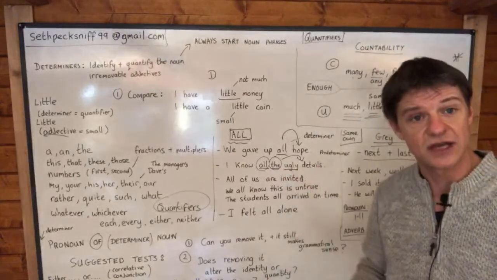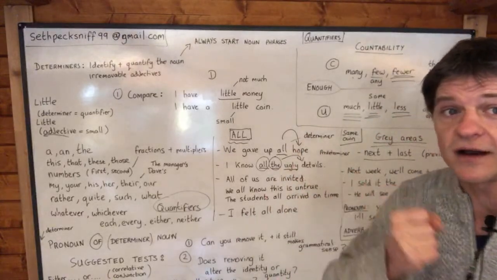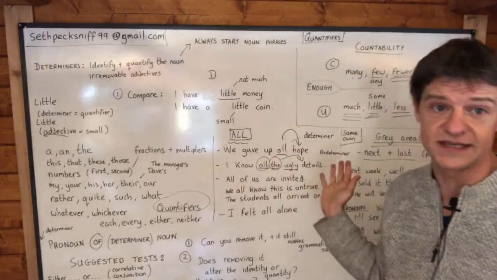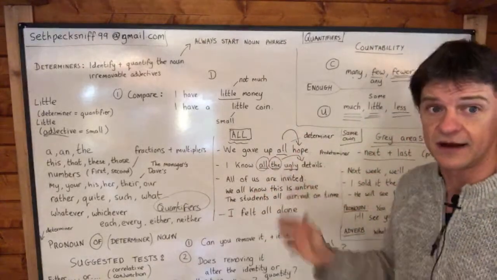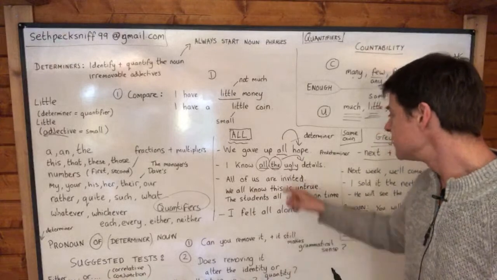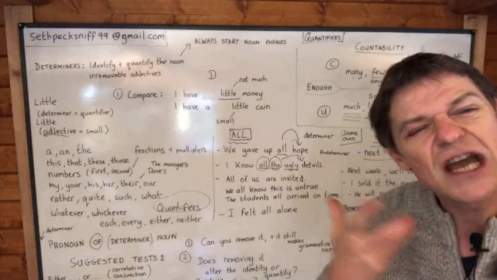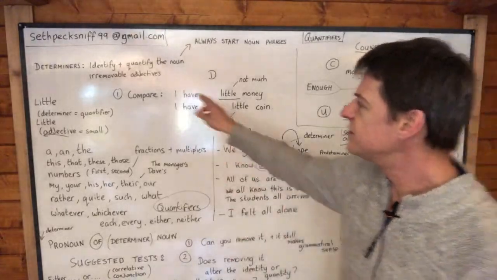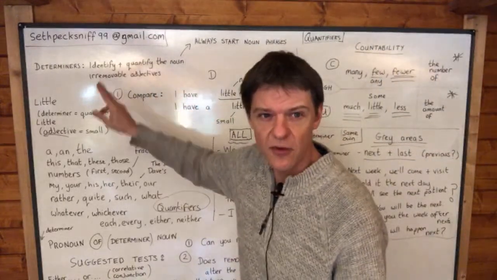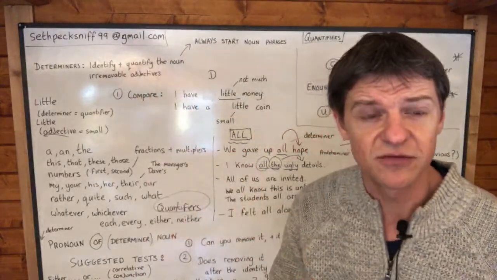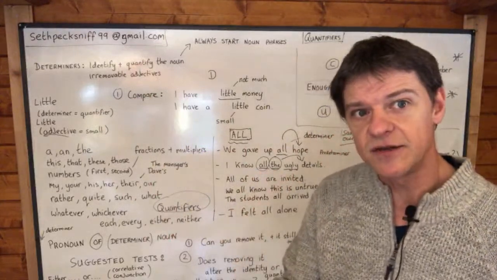Ugly is an adjective, and notice that we can remove ugly very easily. I know all the details. Yeah, I know all the ugly details. But we can't really remove the. We can't say, I know all details, although well, it changes the meaning. And this is what we really mean when we say irremovable adjectives. Sometimes they are removable, but it drastically changes the meaning.